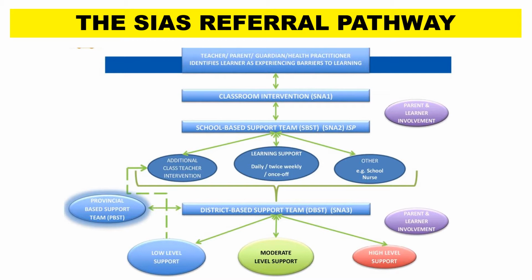If we look at the oval, the purple oval, on the right-hand side of the slide, it says parent and learner involvement. It is important to note that the SIAS process is not something that is being done to the learner. The learner should be an active role player throughout, because the learner needs to take responsibility for his or her own learning. And if a learner participates, it's much easier to identify the reasons for the barriers to learning, as well as to evaluate our intervention strategies.